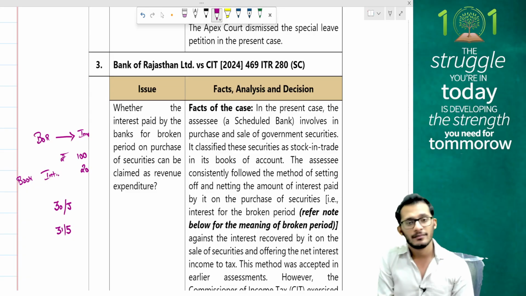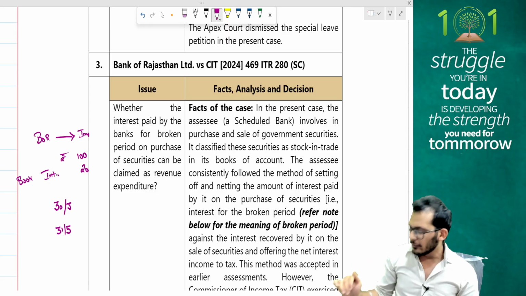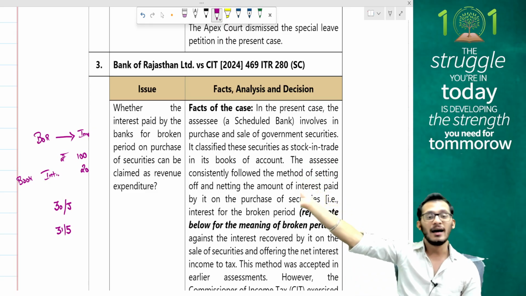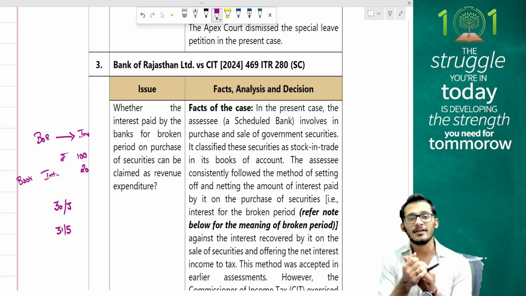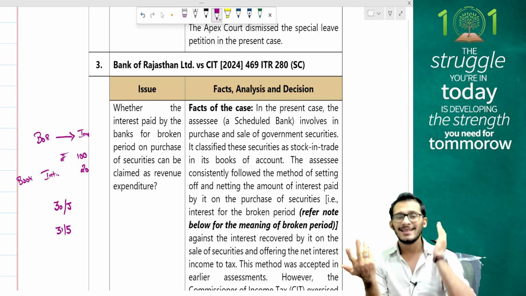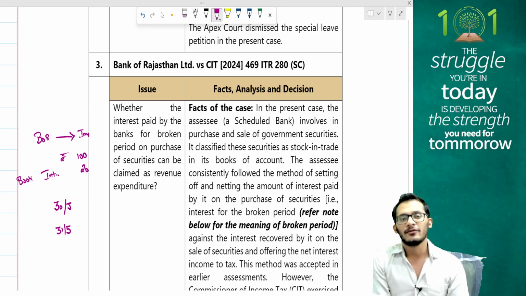like an expense to me. So I will record it in my PGBP statement. And when I further sell this investment to someone else and receive the broken period interest for my securities, I will offset it. Which logically makes sense. However, the assessing officer came up with a different proposal.